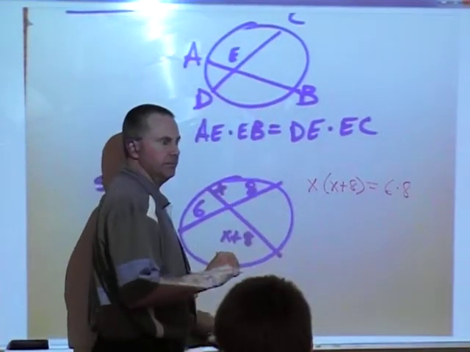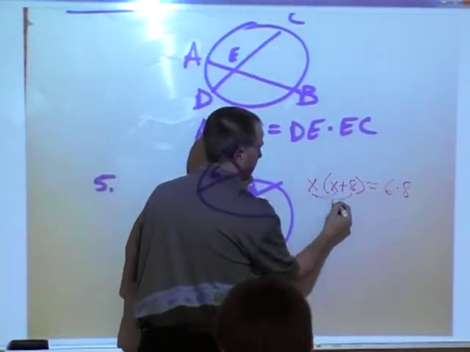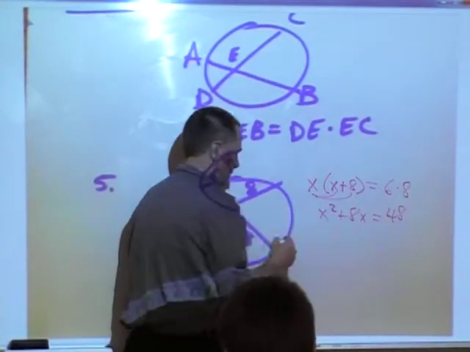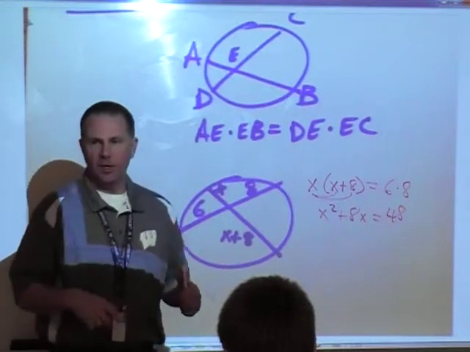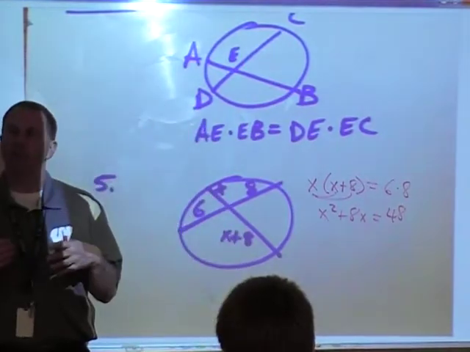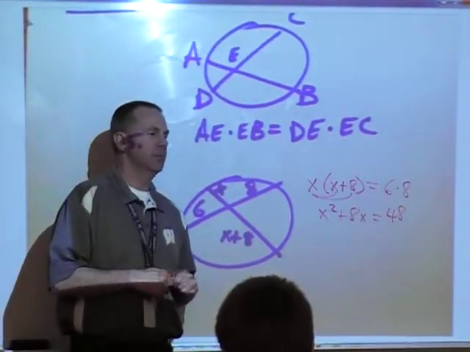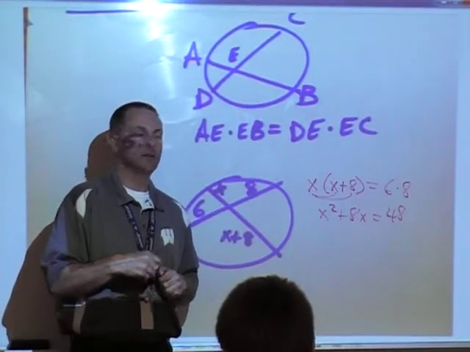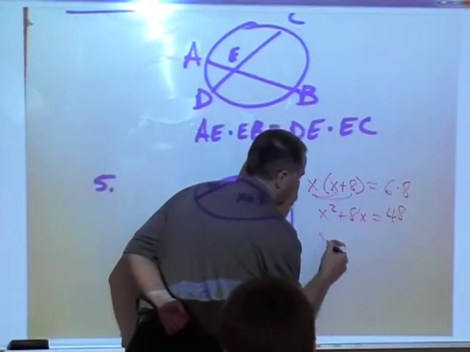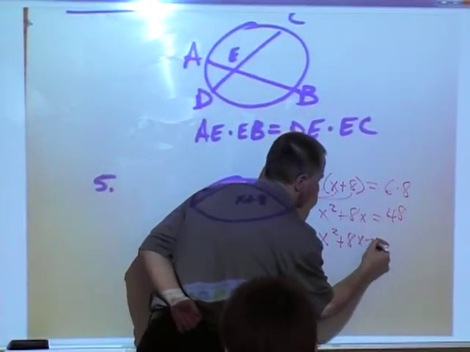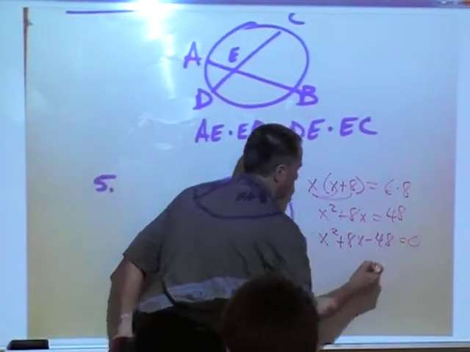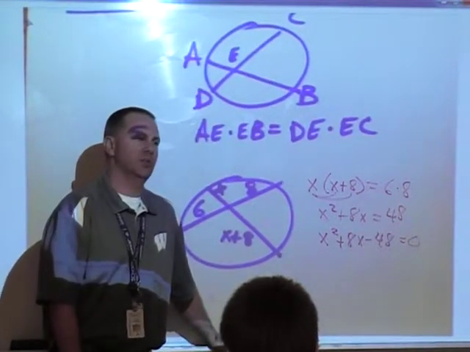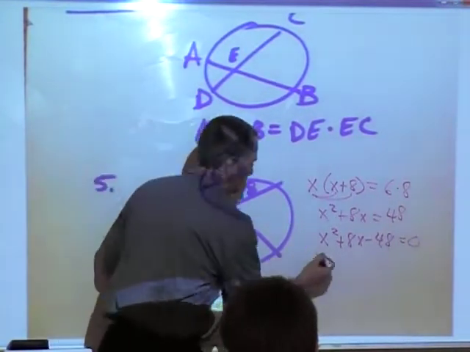So now what? Solve. Distribute. X squared plus 8x equals 48. So all you wonderful, awesome algebra students, how do I solve this problem? You subtract 48 to the left, so I get x squared plus 8x minus 48 equals 0. Then what? Factor and use the zero product rule. So what does it factor into?